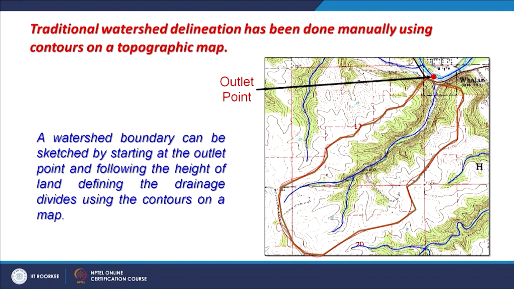And a watershed boundary can also be drawn as a sketch on a topo sheet. First you decide which is going to be your outlet, like in this case, and then you start searching for a boundary, through your contour lines or a ridge, by which you complete the entire watershed boundary and come back to the same outlet.